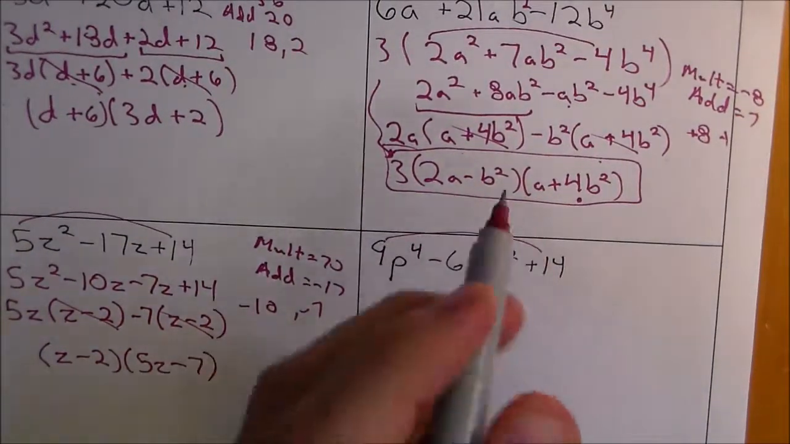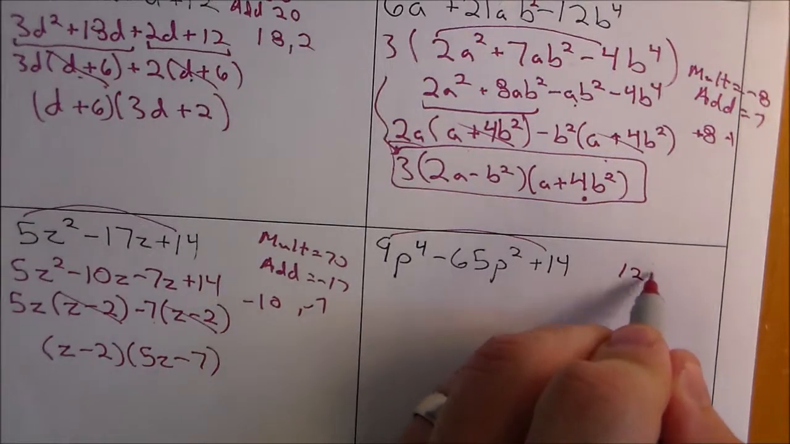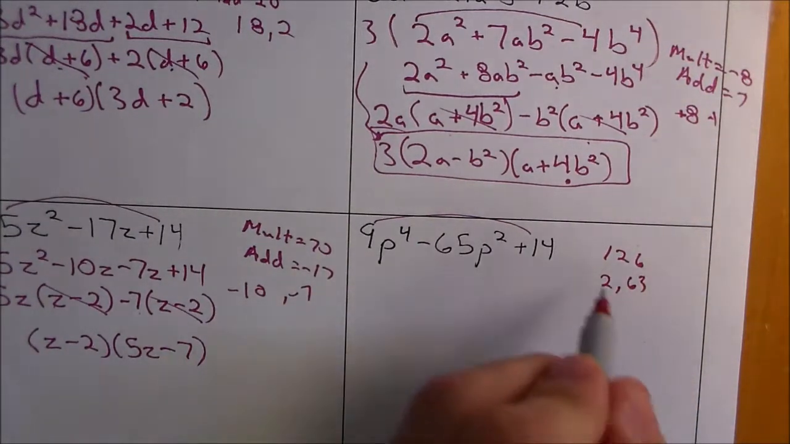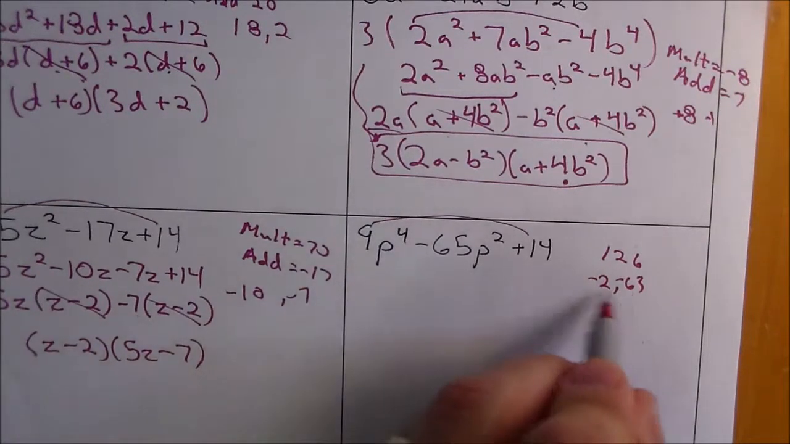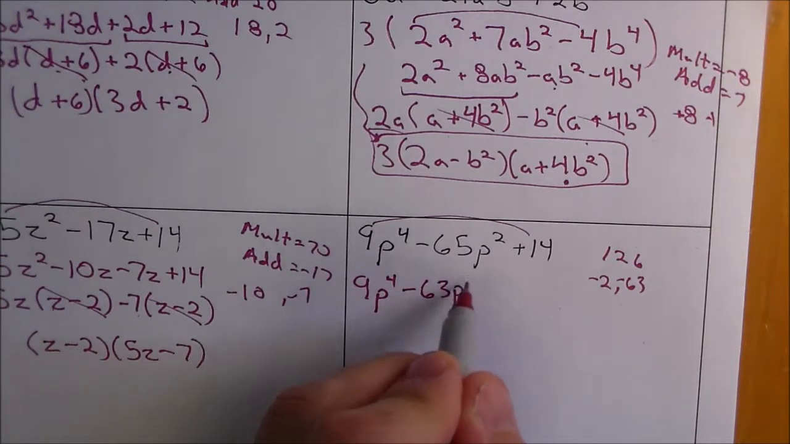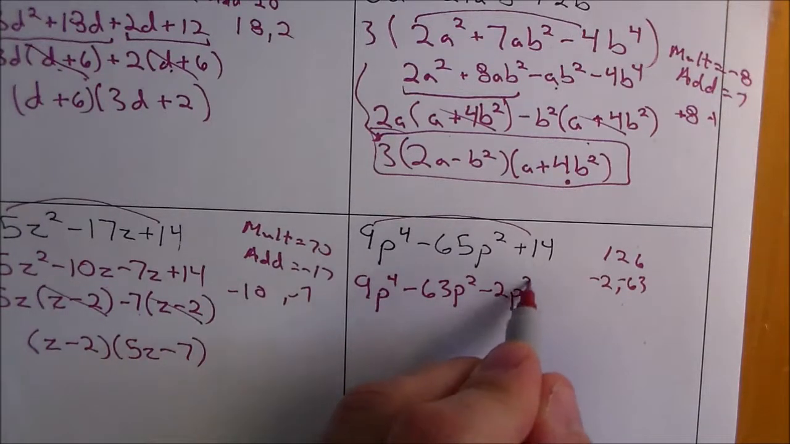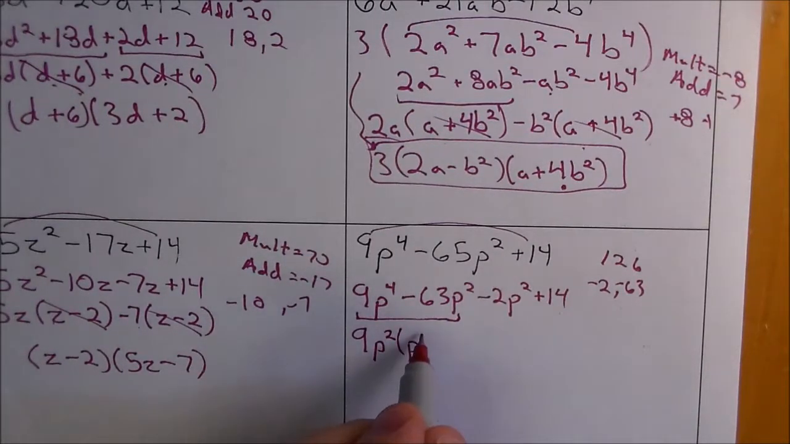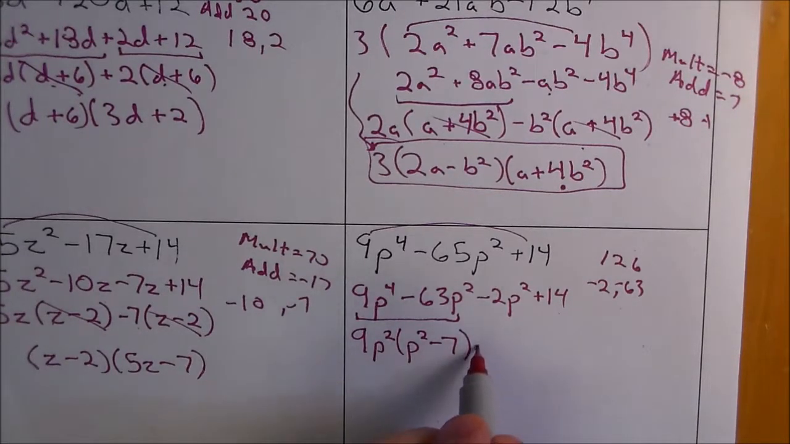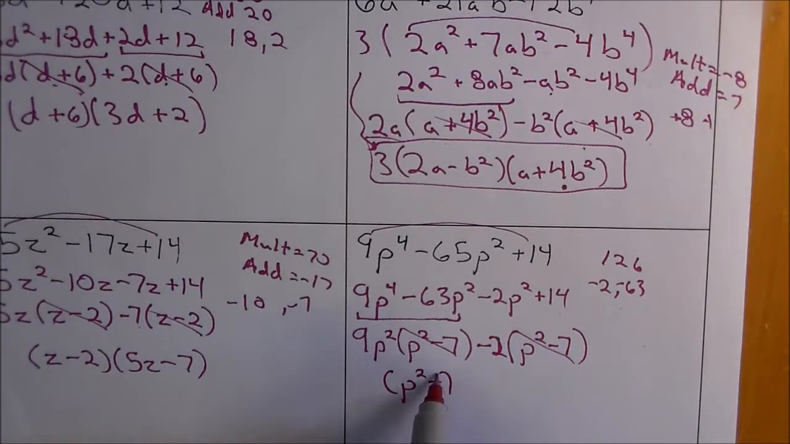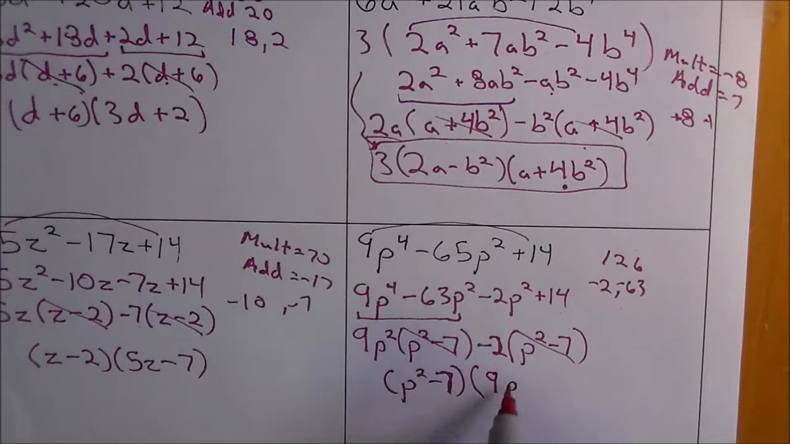Last one here, I'm going to do 9 times 14. That's 126, and it has to add to negative 65. Well, 126 is 2 times 63. If that's positive, and I want a negative sum, I'm going to make them both negative, negative 2 and negative 63. So we got 9p to the 4th minus 63p squared, keep the variable, p squared, minus 2p squared plus 14. In the first two terms, I can factor out 9p squared, leaves me with p squared minus 7. The next two, let's take out negative 2. That leaves me with p squared minus 7. P squared minus 7 matches. We're left with 9p squared minus 2.